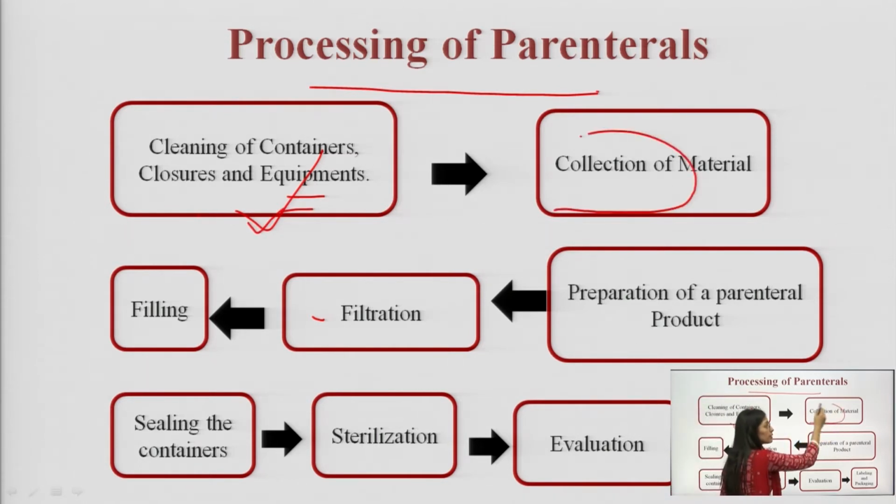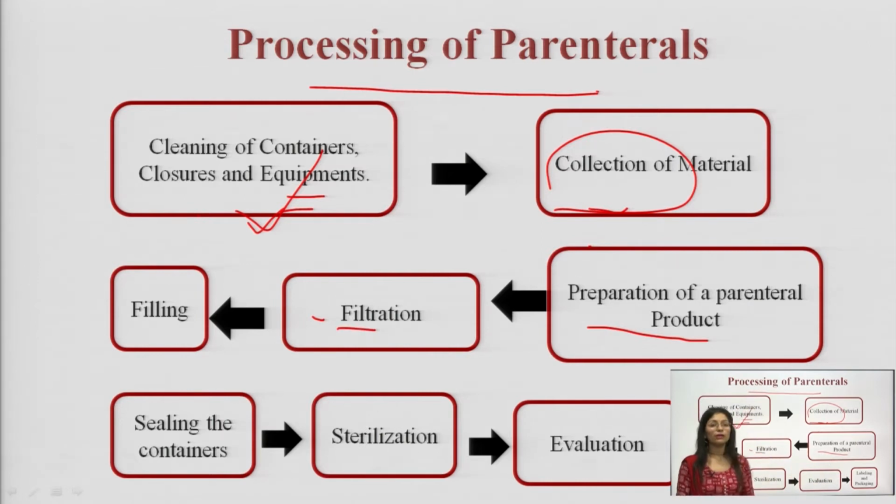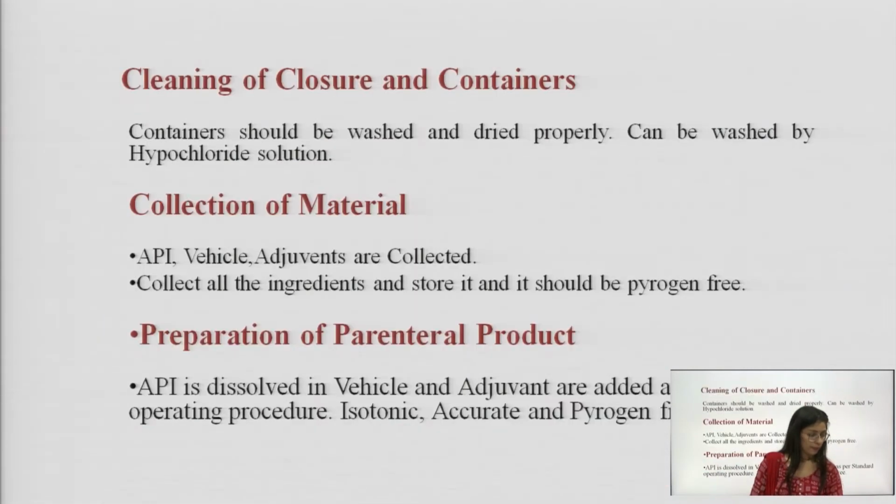We have collection of materials. We are going to collect the materials, the excipients we are going to add. In the previous lecture, we learned about vehicles, additives, all these we are going to collect. Then we have preparation of parenteral products. Then filtration, filling, and sealing of the container. Sterilization, which can be done by hot air oven, autoclave, moisture sterilization, dry heat sterilization, we are going to learn it later on. It is just an overview. Then evaluation, and then we go for labeling and packaging.